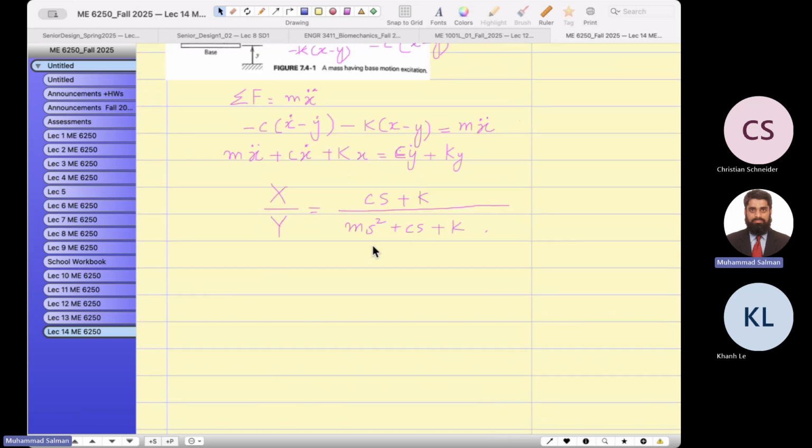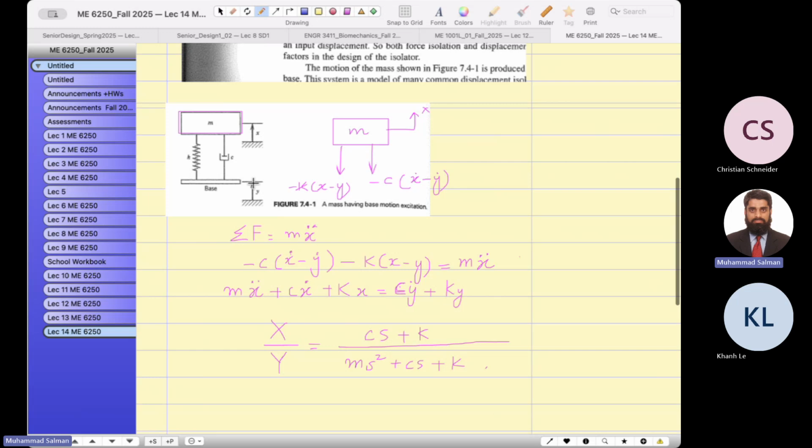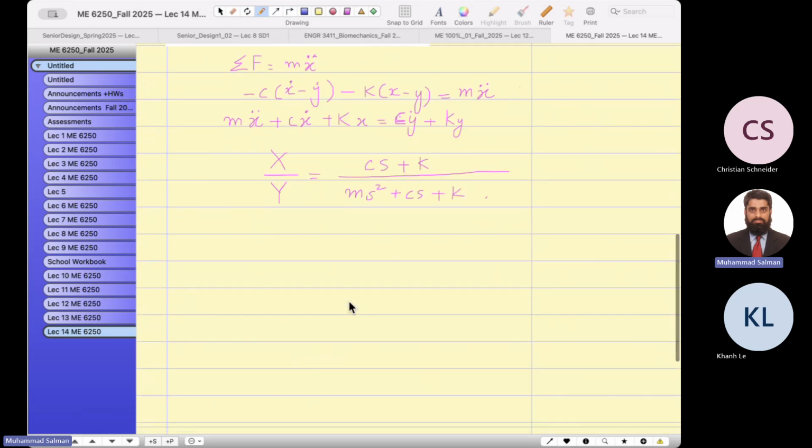When you have the displacement transmissibility, that tells me, suppose this y is moving 1 centimeter up, how much is this mass moving? Is it 1 centimeter or 0.5 centimeter? This is known as the transmissibility, how much displacement from the base excitation has been transmitted to the mass displacement.